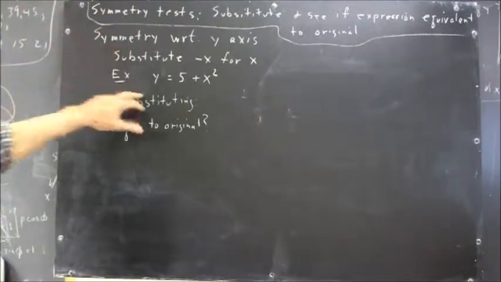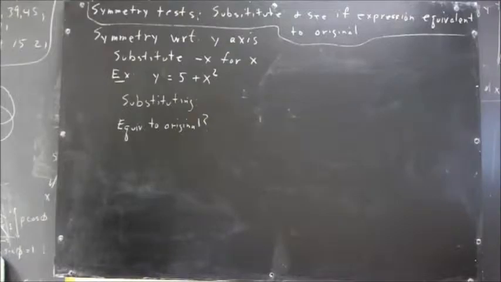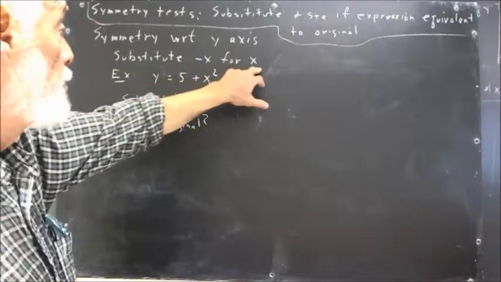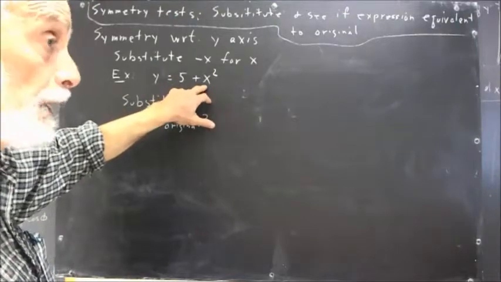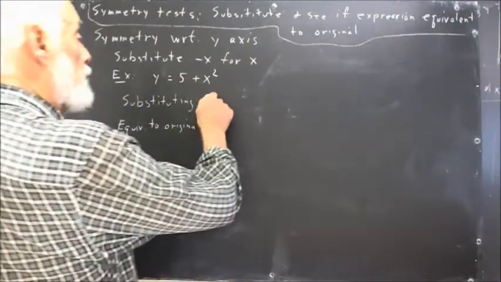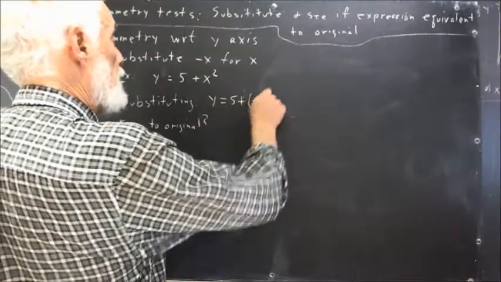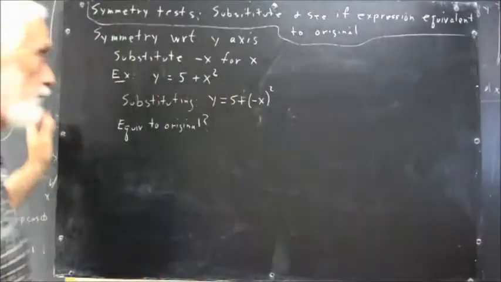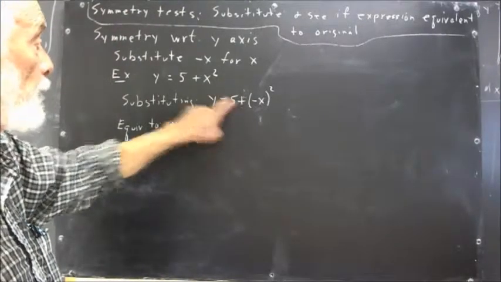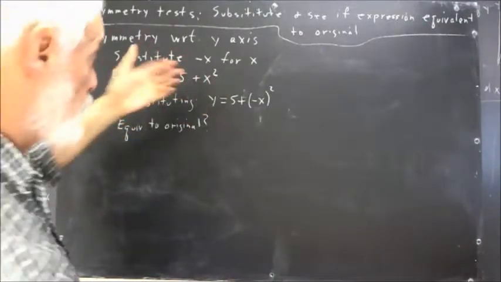So let's take an expression like y equals 5 plus x squared. Now we do the substitution. We substitute negative x for x. That means that instead of x, we're going to have a negative x here. So substituting, we get y equals 5 plus negative x quantity squared. Now the question is, is this expression equivalent to the original? And the answer is going to be yes.